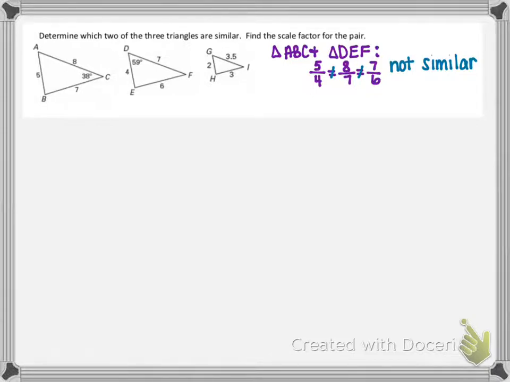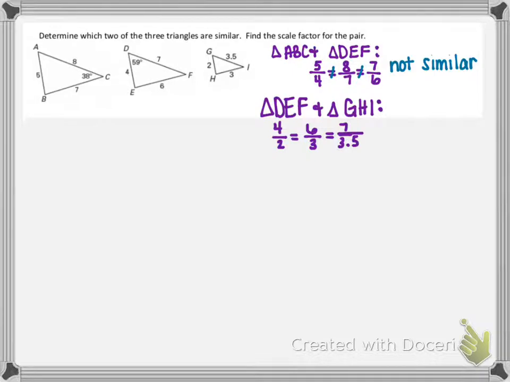Now let's try maybe triangle DEF and triangle GHI. So with DEF, we got DE, which is 4, and that matches up with GH, which is 2. We've got EF, which is 6, which matches up with HI, which is 3. DF, which is 7, that matches up with GI, which is 3.5. So I'll put those over each other.